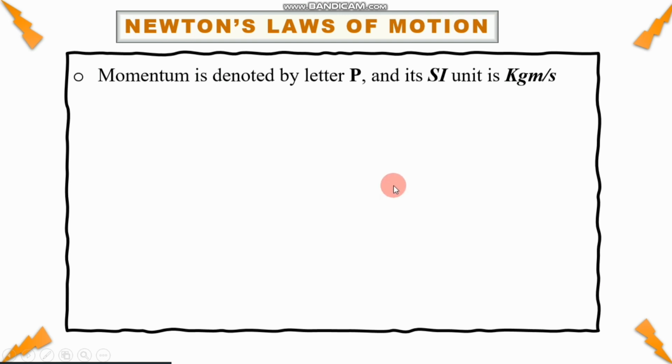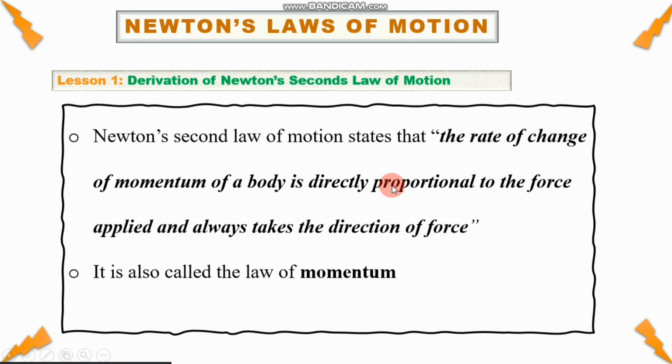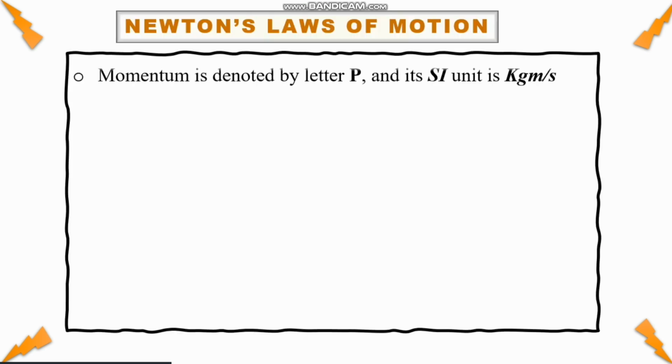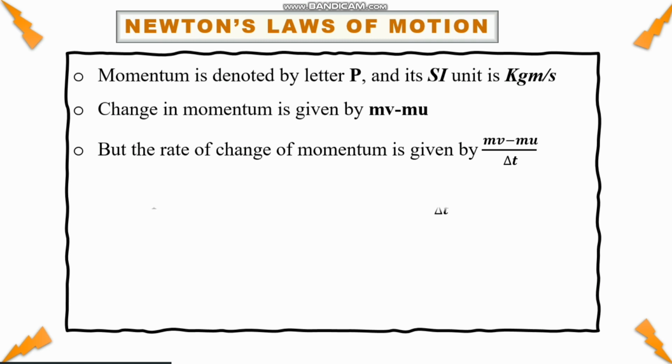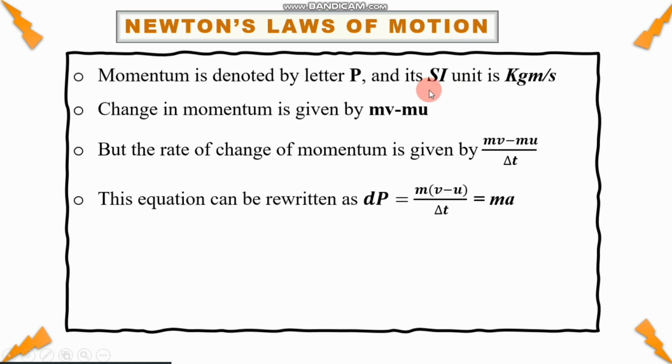And from the definition of the second law of motion, we said that the rate of change of momentum is directly proportional to the force applied, meaning this rate of change of momentum, which is ma, will be equal to the force. So ma will be equal to force. So the rate of change of momentum is equal to F, and F in this case is the force applied. So from there we reach our final equation, which is F equals ma.